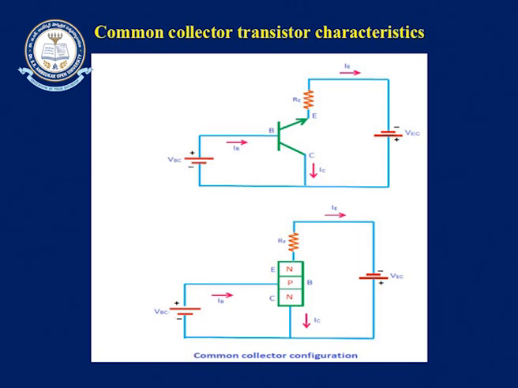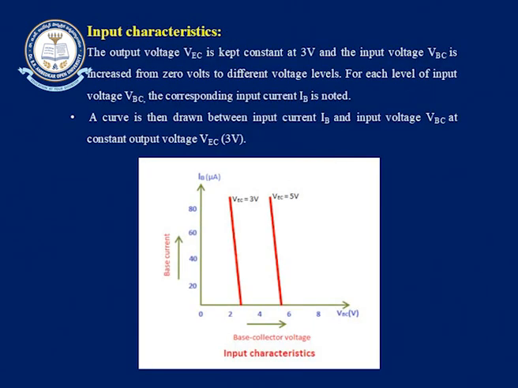Next we will go for the common collector configuration. The common collector configuration is almost the same as common base and common emitter; just concentrate on which is input and which is output. Here, which is input? B is input, meaning IB is input. Which is output here? Emitter is output. Which is connected to ground? Collector is connected to ground. Again in the same way, here we take the x axis variation and the output variation.